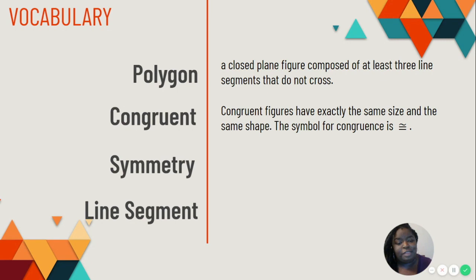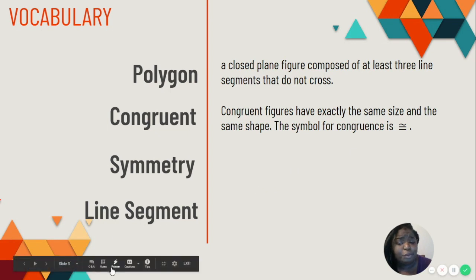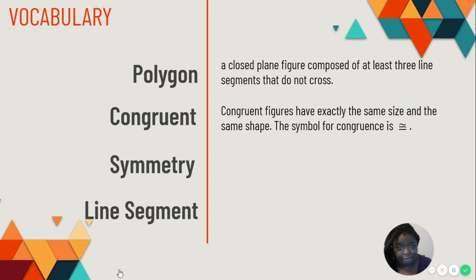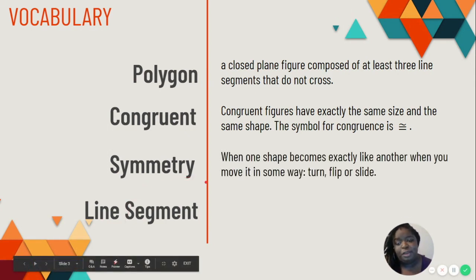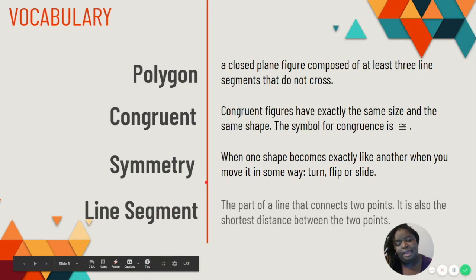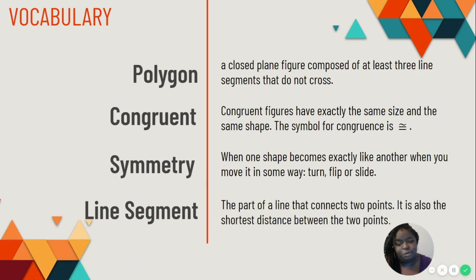We want to remember that we use this symbol for congruence, and that congruence means that a shape has the exact same size and the same shape. And then we also want to remember that a polygon is a closed figure that has at least 3 line segments that do not cross. We will also speak a little bit on symmetry and line segment as the lesson goes on.